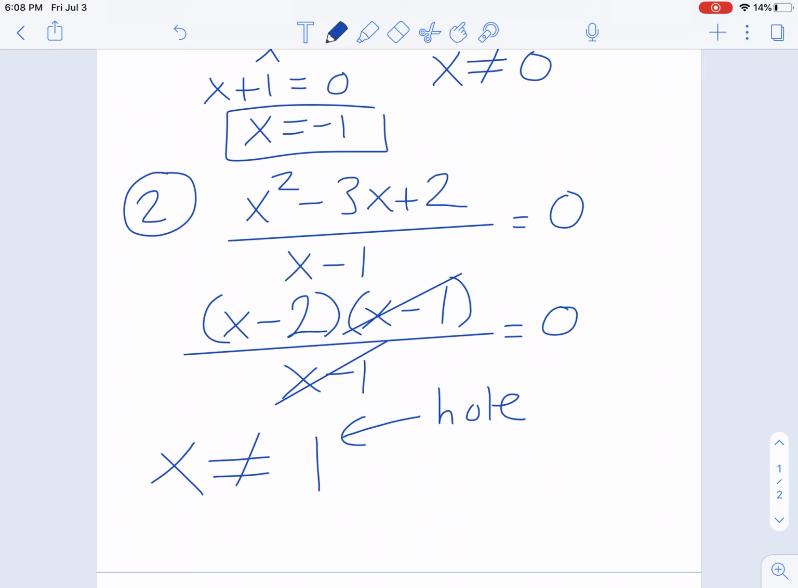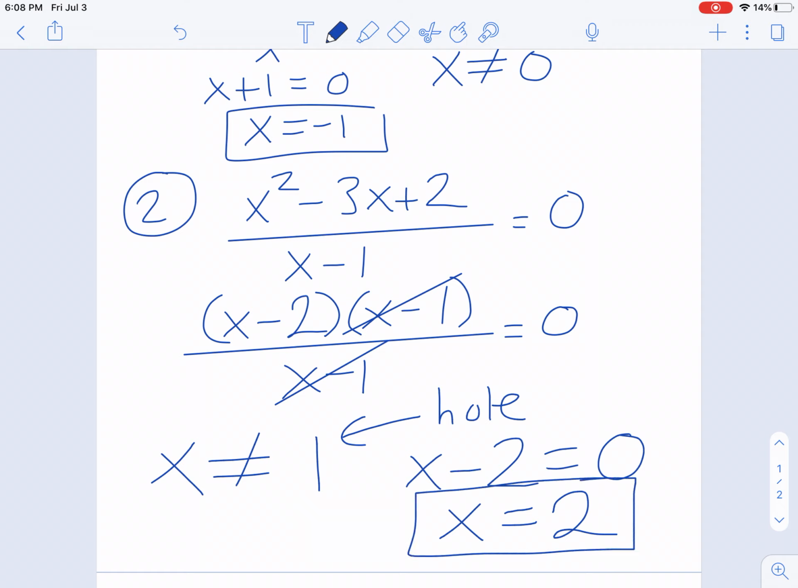In fact, this graph is going to look identical to the straight line y equals x minus 2. It's just going to have an undefined value at x equals 1. So if I solve for the numerator, I already know that x minus 1 can't be 0, but x minus 2, if I set that equal to 0, gives me an x-intercept of positive 2. So in summary, if you can cancel out factors, that means you're going to have a hole in the graph, and this reduces down to a nice linear equation. x equals 2 is my solution, and x cannot be 1 is my restriction.